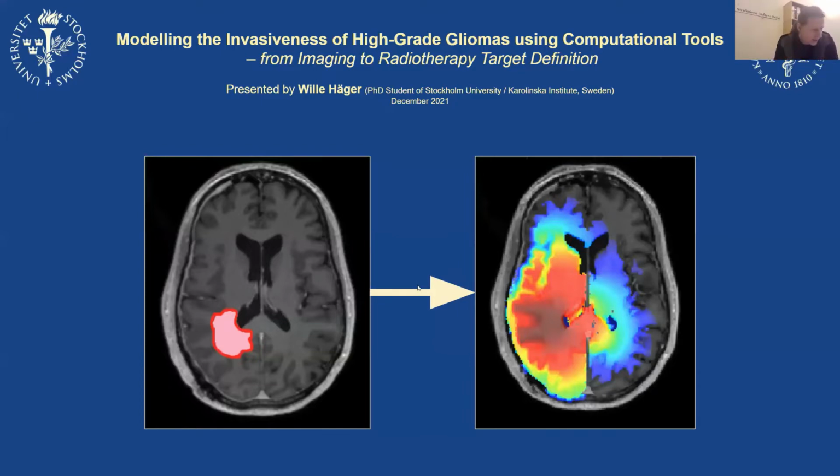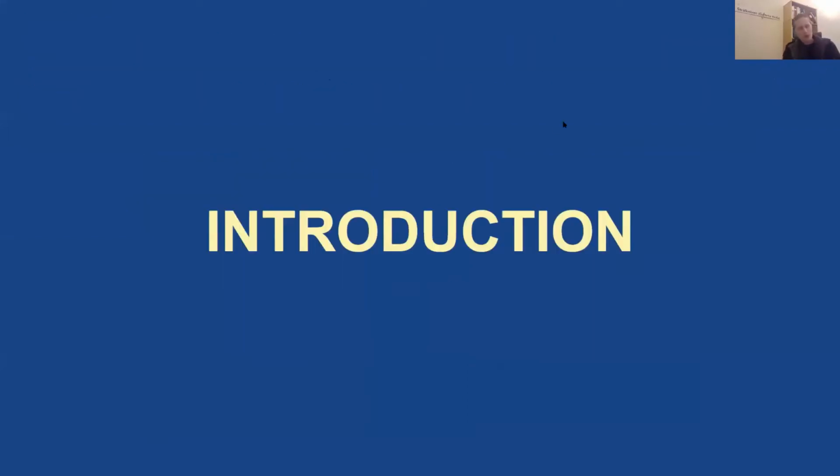So yeah, I'm very honored to be here today to give you a chance to talk about my project. So thank you very much to IOMP, of course. As was mentioned, my name is Wille Häger. I'm a PhD student at Stockholm University and Karolinska Institute in Sweden. And the title, as you heard, is Modeling the Invasiveness of High-Grade Gliomas using Computational Tools, from Imaging to Radiotherapy Target Definition. And here's a little sneak preview of what we're about to see. But let's take it from the beginning.